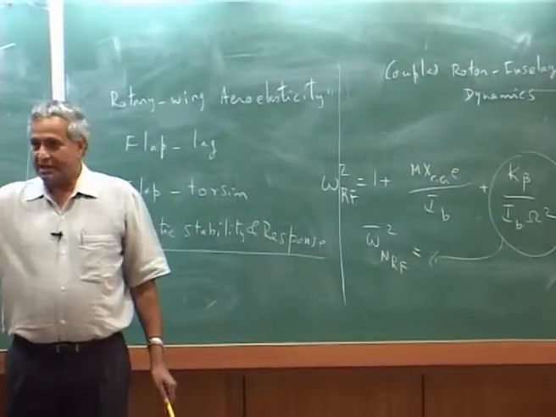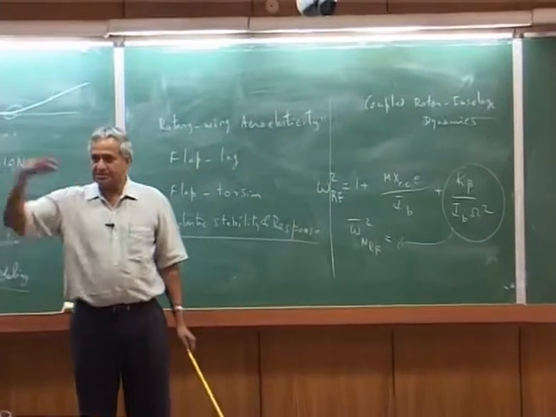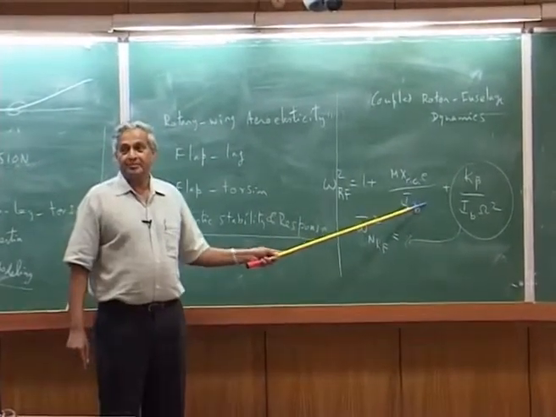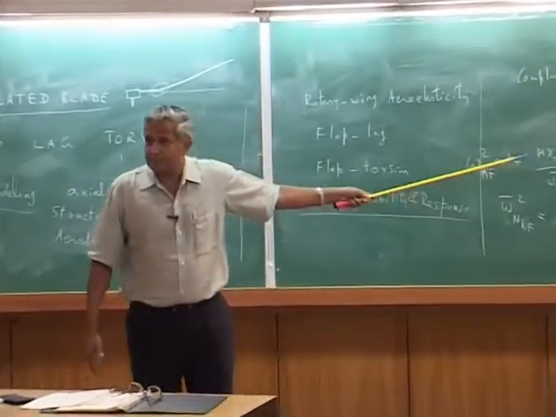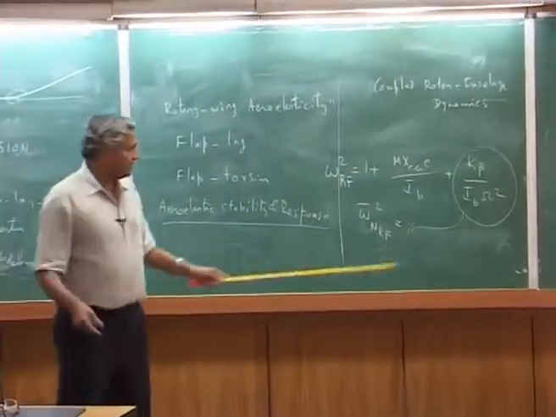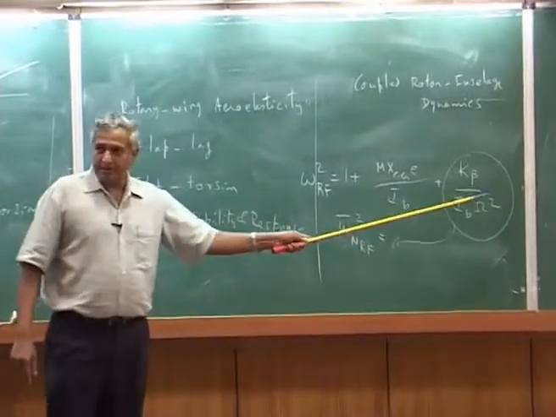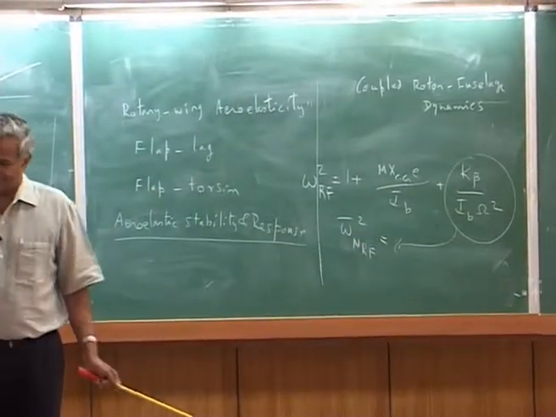That means what you are doing, elastic blade, you are representing by a rigid blade with a root spring. So the modeling, if you want, you can use this. And then you estimate the value, beta and E. That estimation is easy.